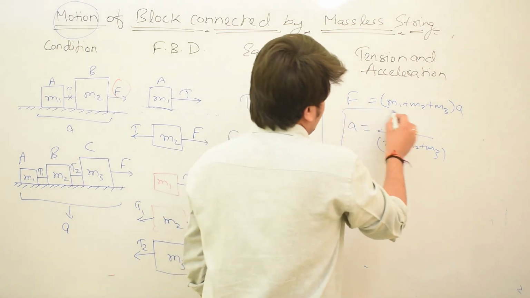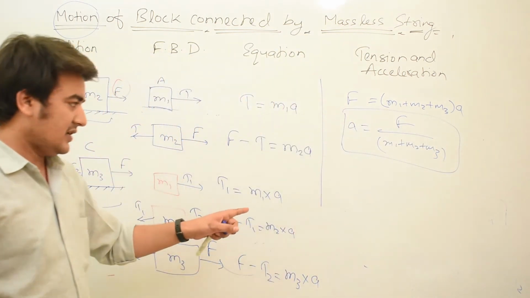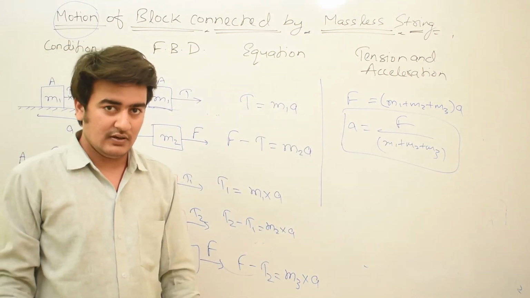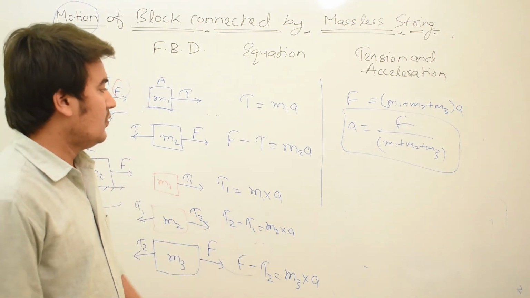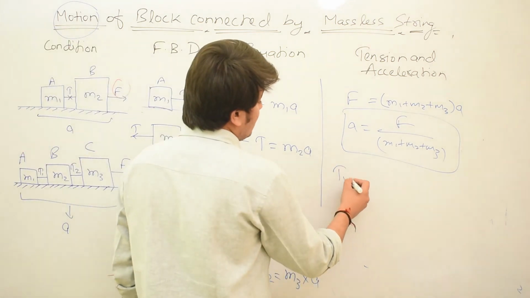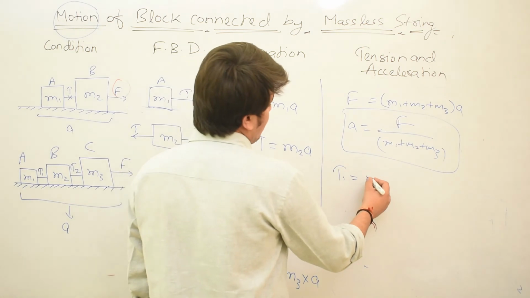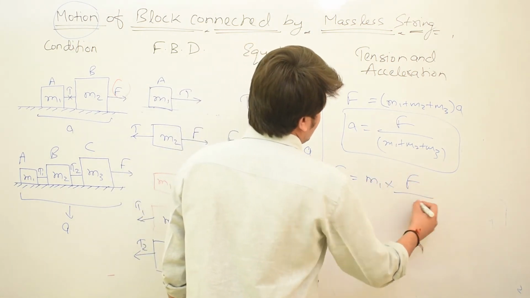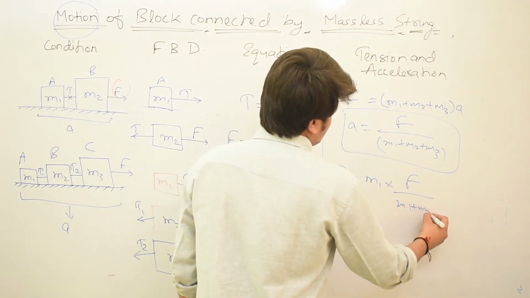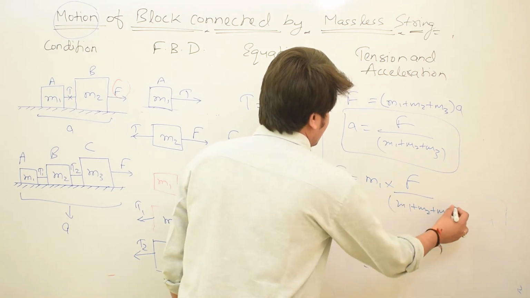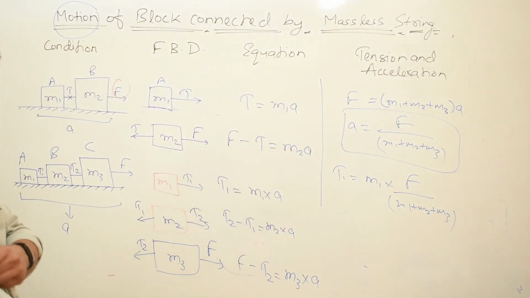Okay. Now, if we have to calculate the magnitude of T1, then we will conclude this lecture. This will be homework. So T1 will be equal to what? m1 multiplied by F divided by m1 plus m2 plus m3, isn't it? Exactly. It will be something like that only.